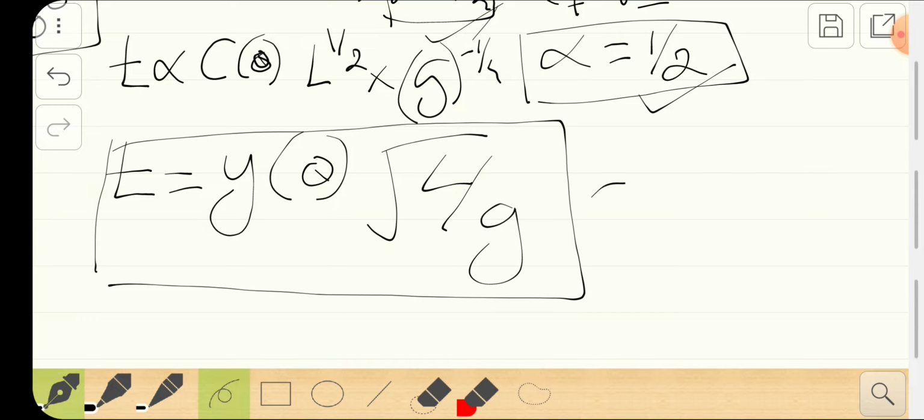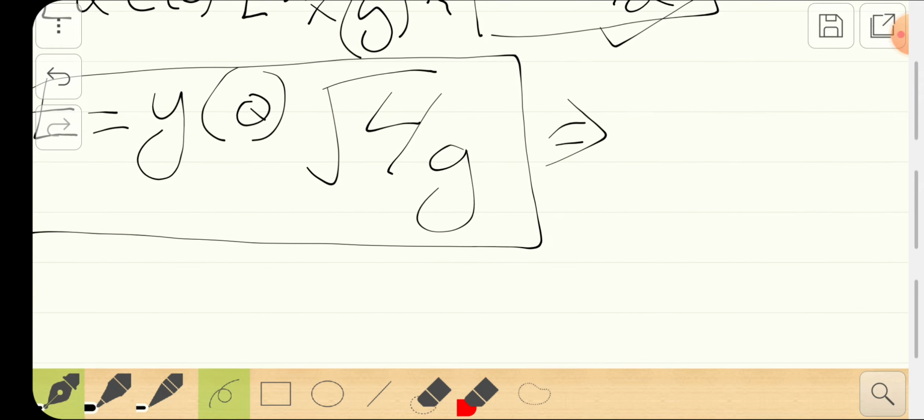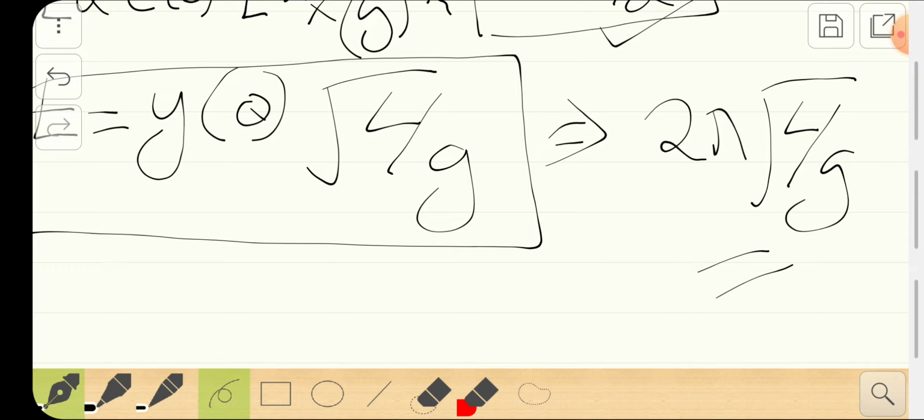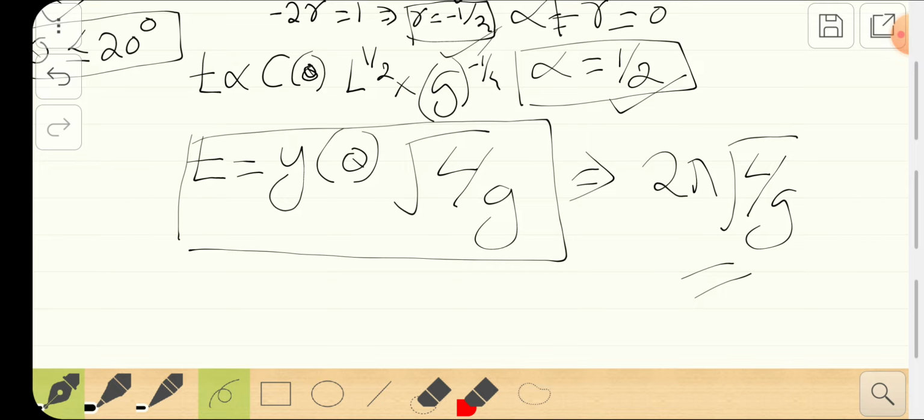Okay, in the future when we do this problem using physical principles rather than dimensional analysis, we will find that it will be 2 pi root L by G. So you can see how correlated and correct our intuition was by just using dimensional analysis.